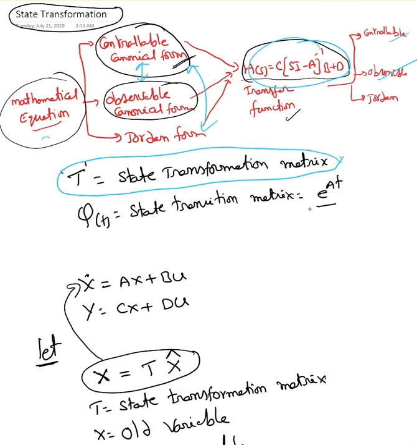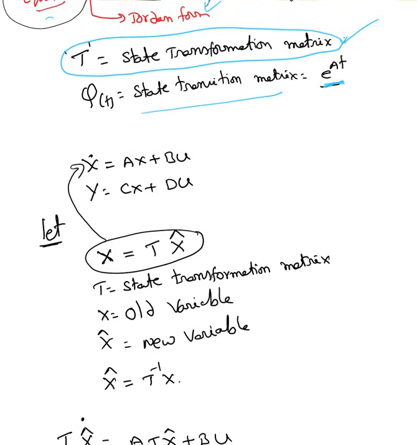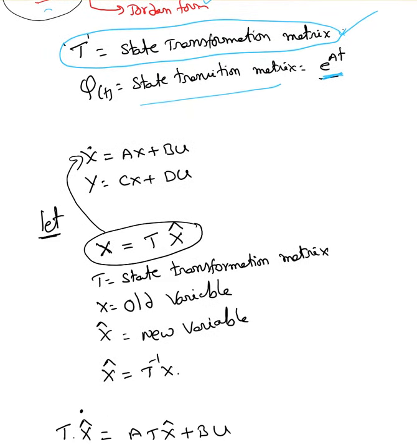Do not confuse the state transition matrix with the state transformation matrix. State transition is e to the power of At. A state transformation is what we're going to see: how to find the T matrix. Say, for example, x dot equals Ax plus Bu is the state equation, and y equals Cx plus Du is the output equation. So we got these two equations from a given model, either controllable canonical form, observable, or Jordan form.